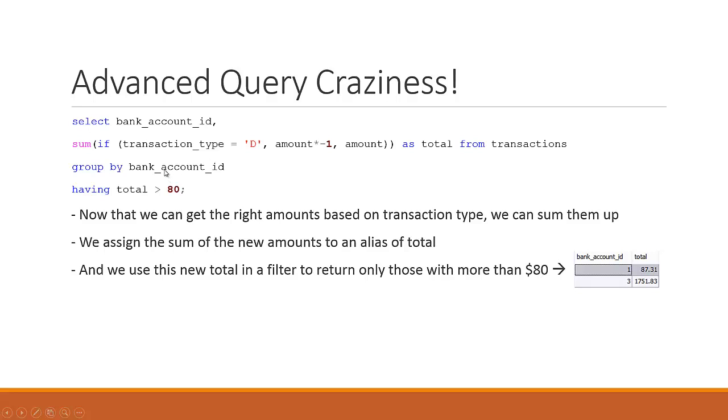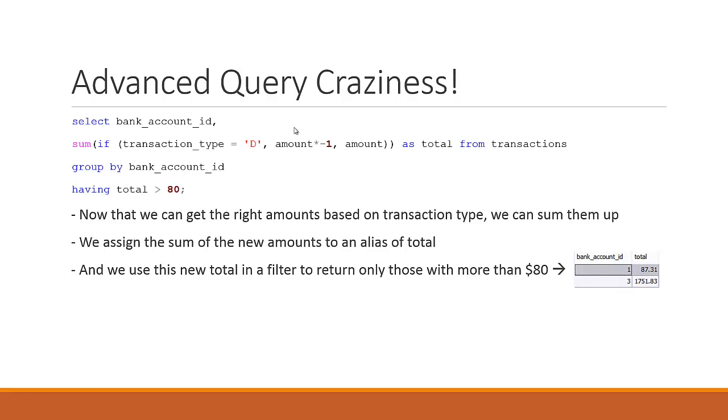Now that we can get the right amounts based on the transaction type, we can sum them up. So how do we do that? Well, first of all, we need to make sure that we're appropriately looking at our amounts. So again, we have this control flow function, which is the if statement. We say if transaction type equals D, amount times -1, amount. If this is true, it returns amount times -1. If it's false, it returns just amount as it is in the database right now.